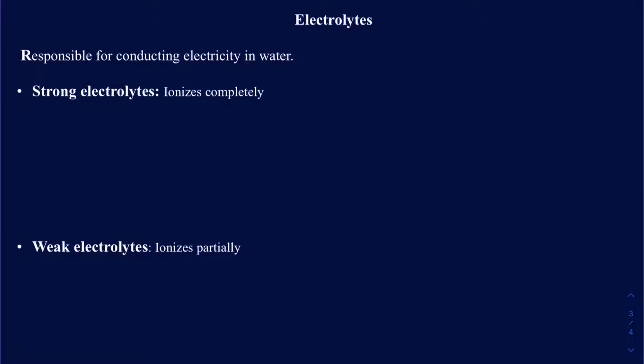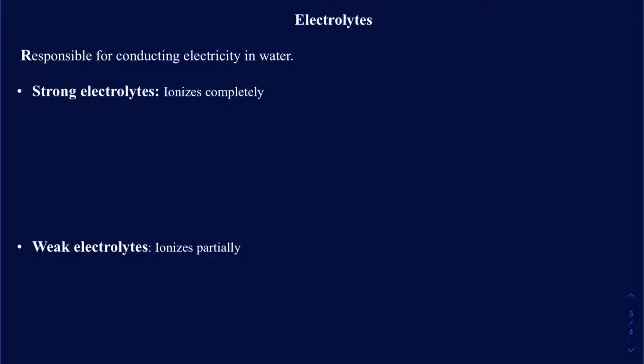Alright guys, in this video we're going to be talking about electrolytes and eventually the different types of electrolytes. So basically electrolytes are going to be a bunch of ions in the water that are responsible to conduct electricity in the water. If you don't have any ions, the water would not conduct any electricity. So the electrolytes are categorized into three different types. You can have a strong electrolyte, a weak electrolyte, and a non-electrolyte.